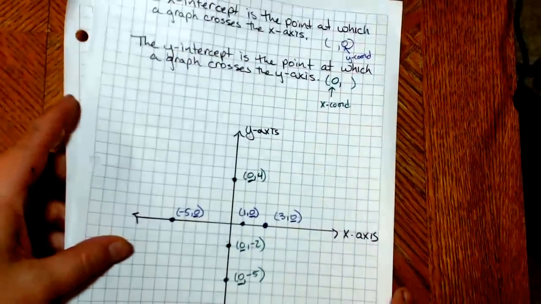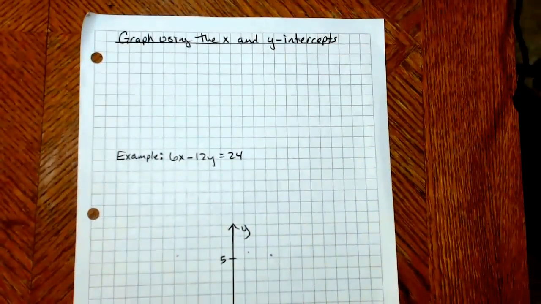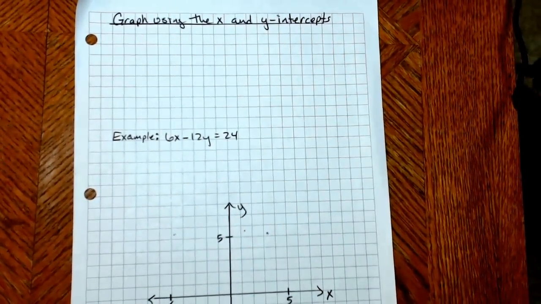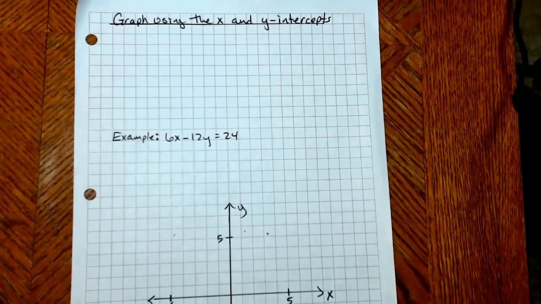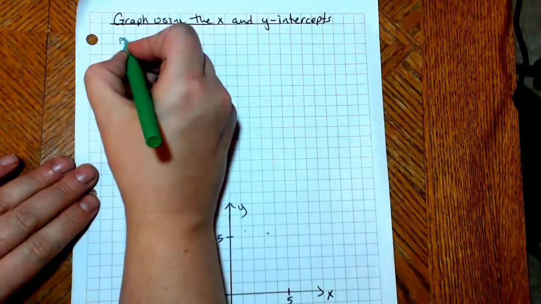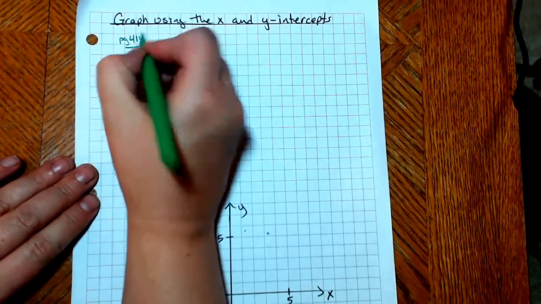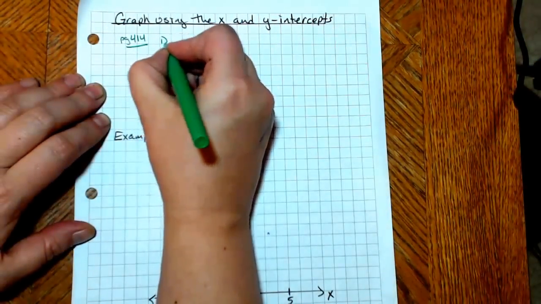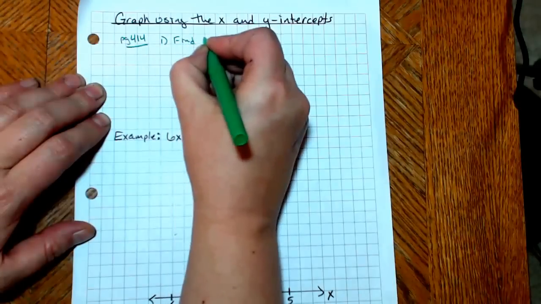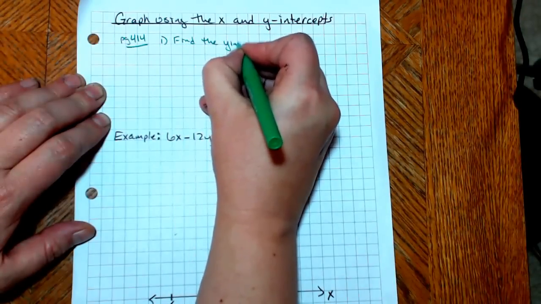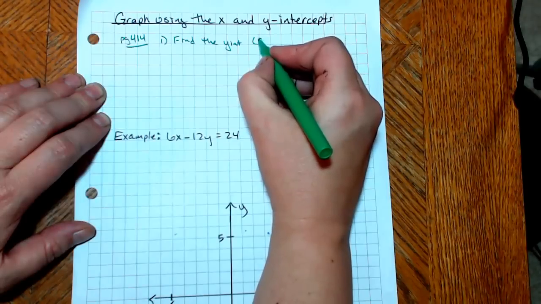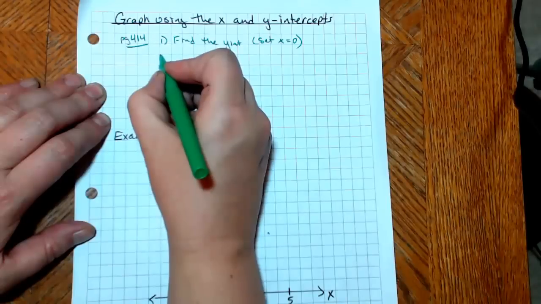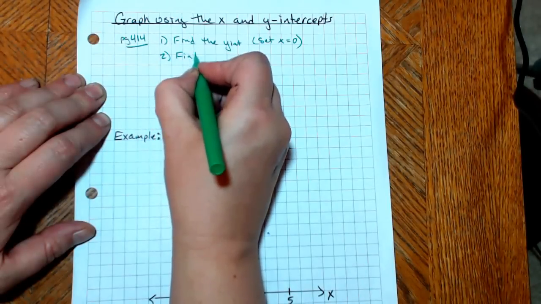So the second way of graphing a line we're going to talk about is graphing using these x and y intercepts. And there's some steps in the book on page 414, but I'm just going to put an abbreviated version of those steps here. So the steps are: 1, find the y-intercept. And we talked about the way we could do that is we could set x = 0. The second step is to find the x-intercept.